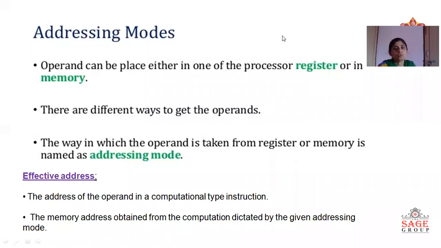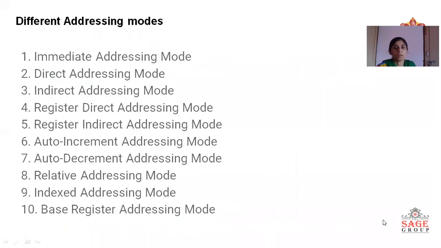Effective address is the operand address in a computational type of instruction, the memory address obtained from the computation dictated by the given addressing mode. There are different types of addressing modes: immediate addressing mode, direct addressing mode, indirect addressing mode, register direct addressing mode, register indirect addressing mode, auto increment, auto decrement, relative addressing mode, and indexed addressing mode.